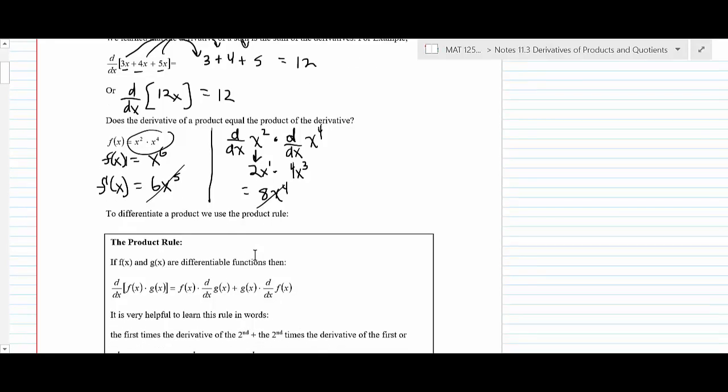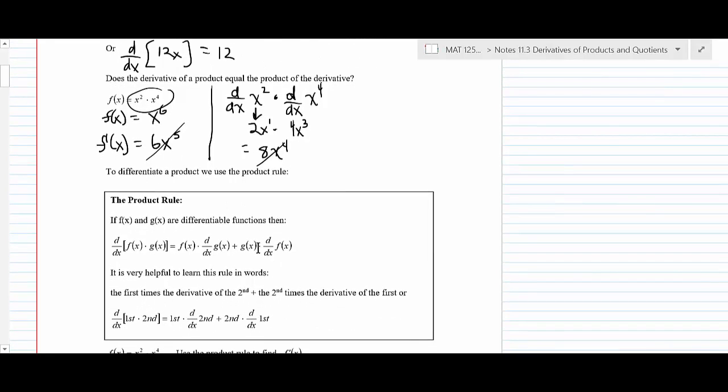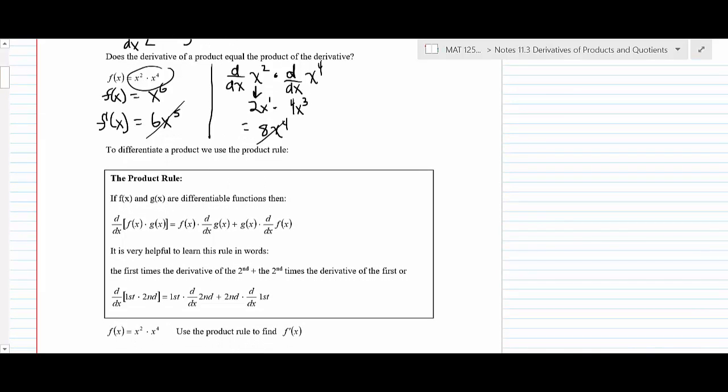So what we're going to learn is what we call the product rule, and any time that you're doing a problem where you have a product of two functions, you have to apply what's called the product rule. And the best way to learn the product rule is just in words. So it goes like this. If you're doing a derivative of two functions, f of x times g of x, you do the first times the derivative of the second. So I'm going to write that as second prime. Then you say plus. Then you do it backwards. You do the second. And then you multiply by the derivative of the first.